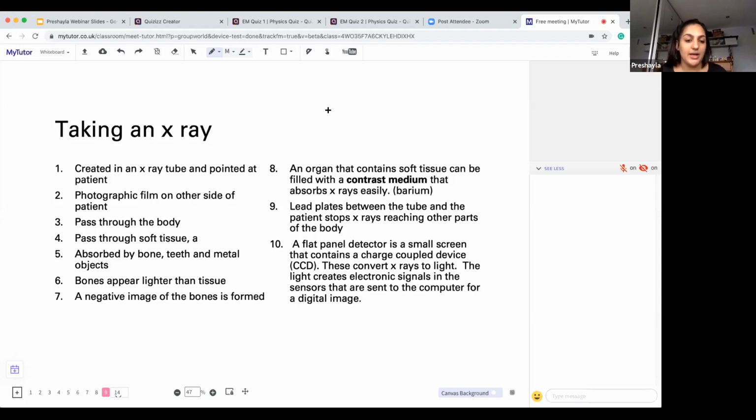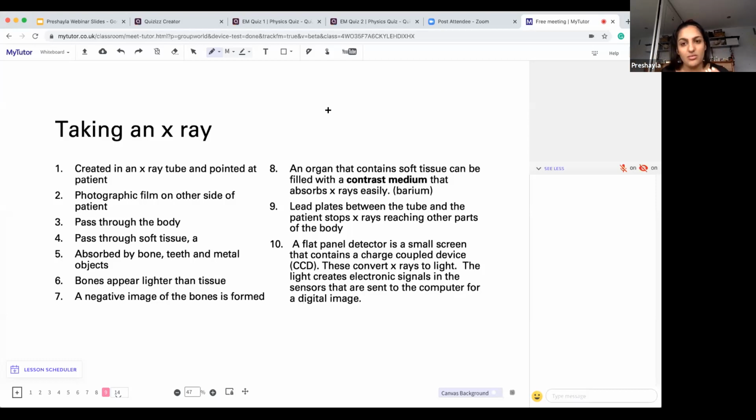So they pass through the body. These X-rays pass through the body. They pass through soft tissue, but they're absorbed by bone, teeth, and metal objects. So they pass through the tissue that surrounds our bone, but they get blocked by the bone. So actually, the image that we're seeing is not really the bone. It's the tissue around it. And because we're only seeing the tissue around it, we can therefore see where the bone is.